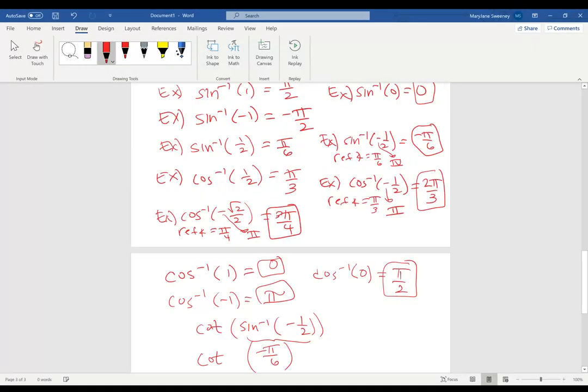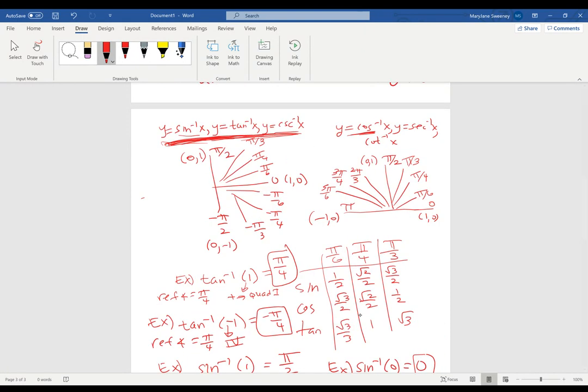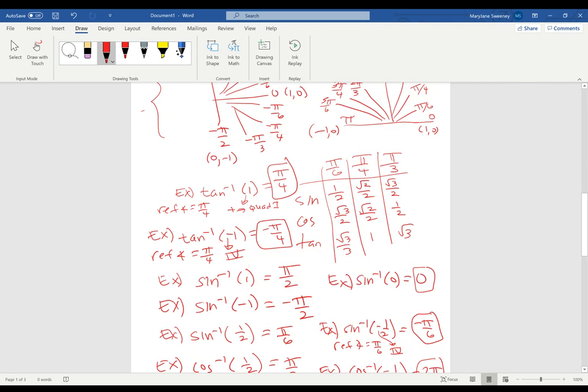And that's again because when you're doing inverse sine, that's this first diagram here. You're looking here. If it's negative, you're in quadrant 4, so you're giving the quadrant 4 angle. If it's positive, you're always giving the quadrant 1 angle.